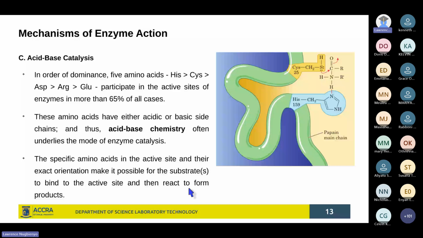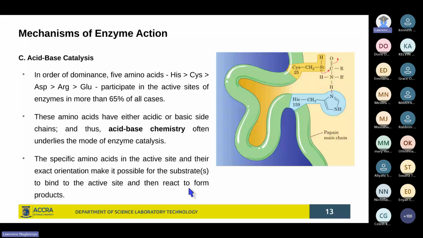Okay, so that is about acid-base catalysis, which actually occupies most of the enzymatic reactions studied lots of times. It's about this acid-base chemistry.